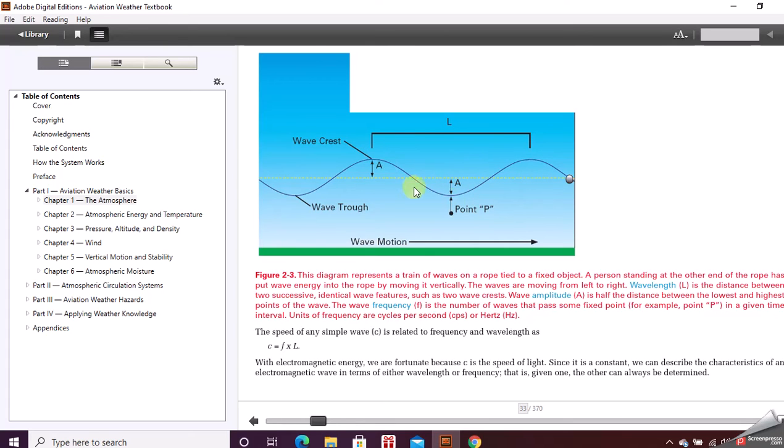So you have a trough and a crest. And the distance between two crests or two troughs is the length of the wave. All electromagnetic radiation moves at the speed of light. So therefore, you can immediately go C equals F times L and learn both. If you know frequency or you know wavelength, you can learn the other.